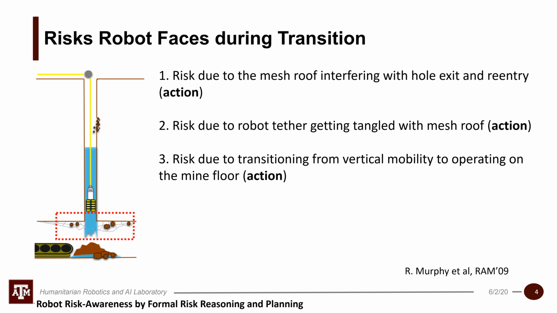Before reaching the second region, the robot needs to exit the borehole and transition into the mine floor. The mesh roof in the transition may interfere with hole exit. Tether may get tangled with the mesh roof. Also, transitioning from vertical mobility to operating on the mine floor may not be successful either. This is caused by taking the action of transitioning from borehole into mine floor.